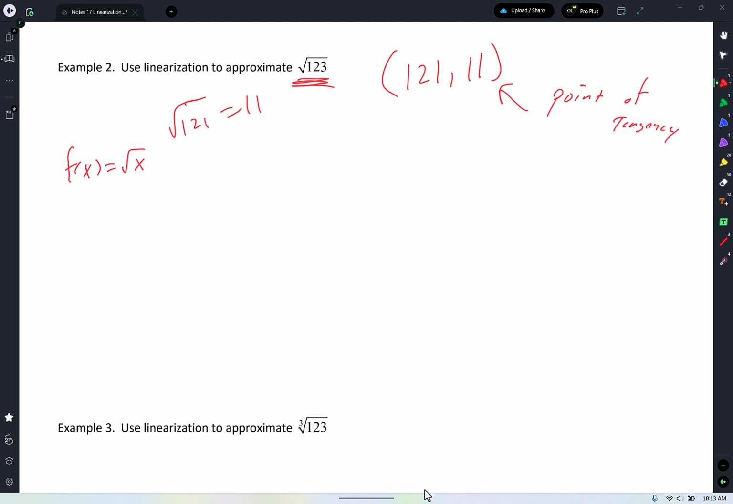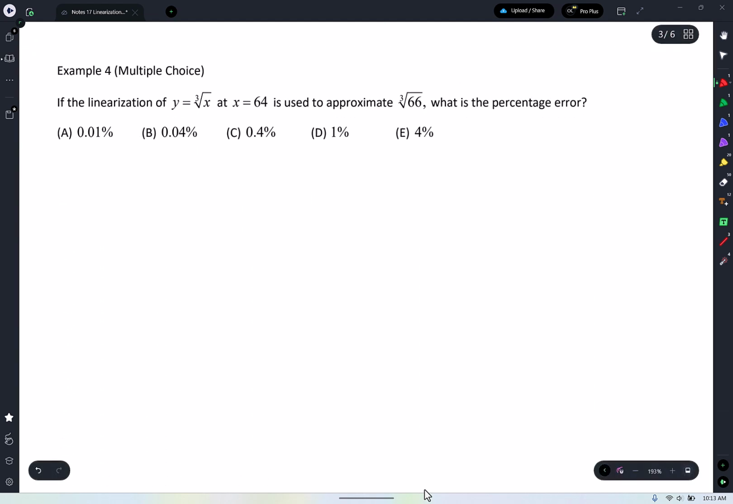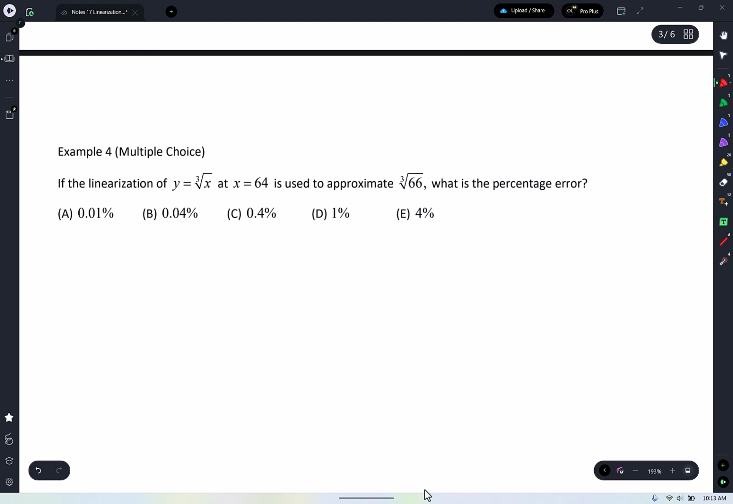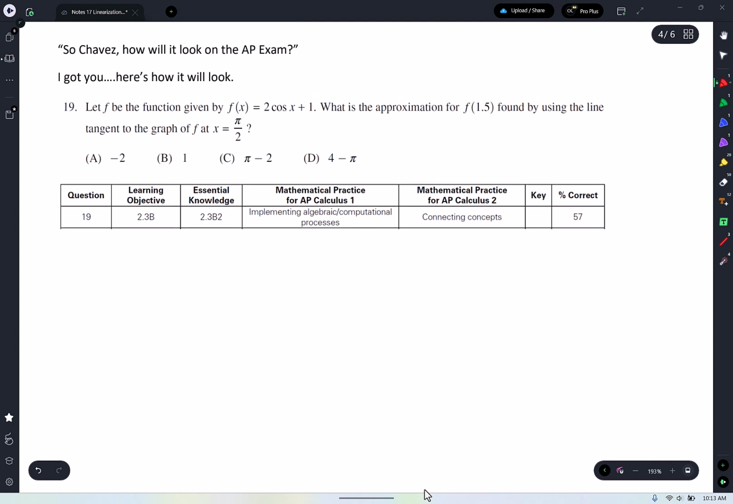Wait, so on the test you use a calculator? No, on the test there's not going to be a calculator. Look, I'll show you. Usually I don't like to show this in advance. I think I stole this from a previous exam, but this one comes with data. Look at this one. See, this is question 19, and it's no calculator.